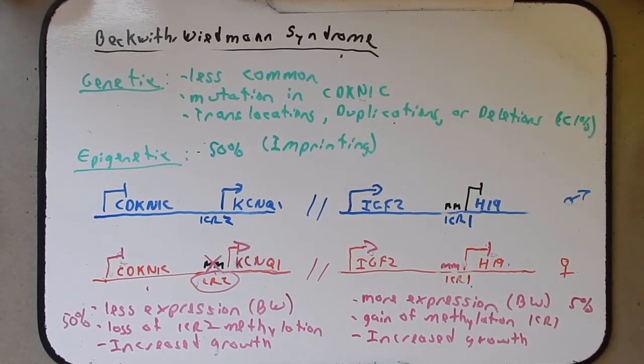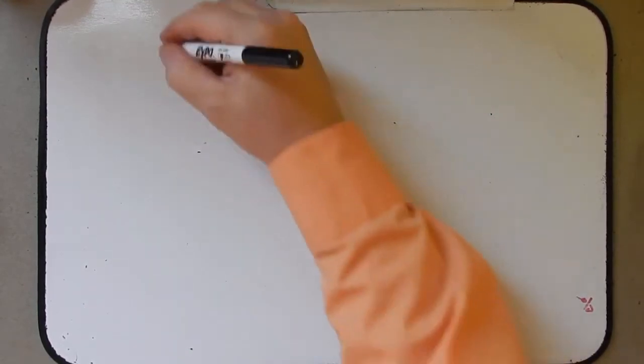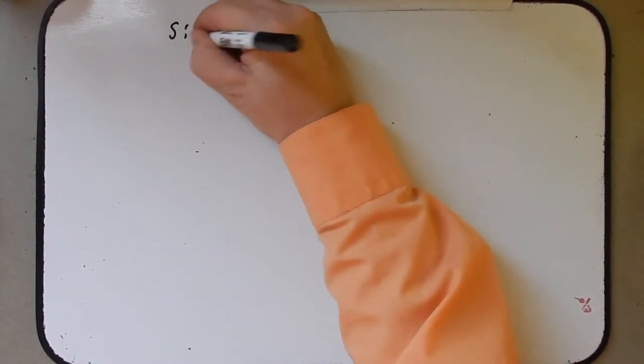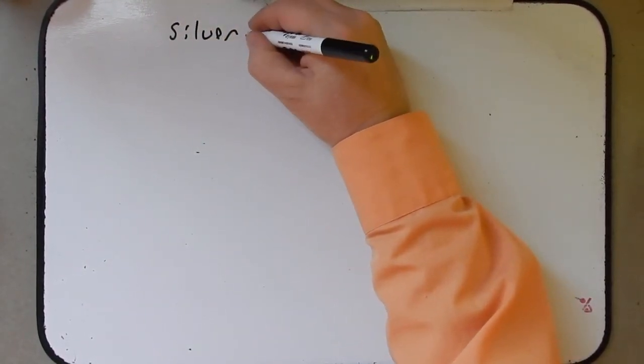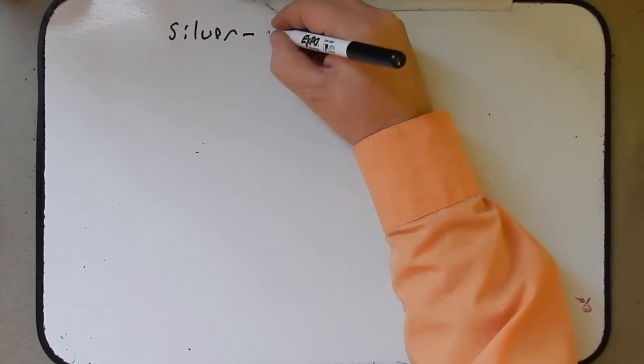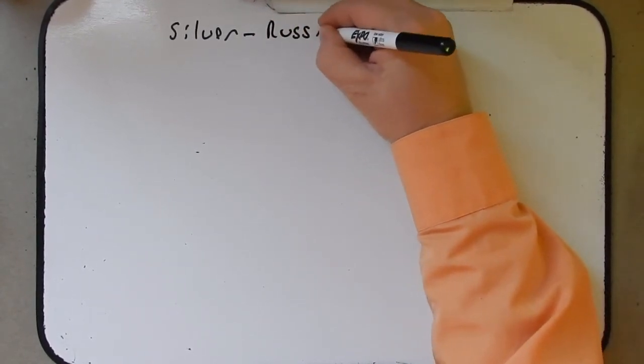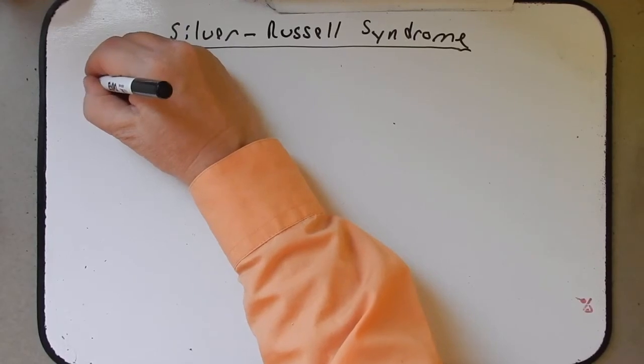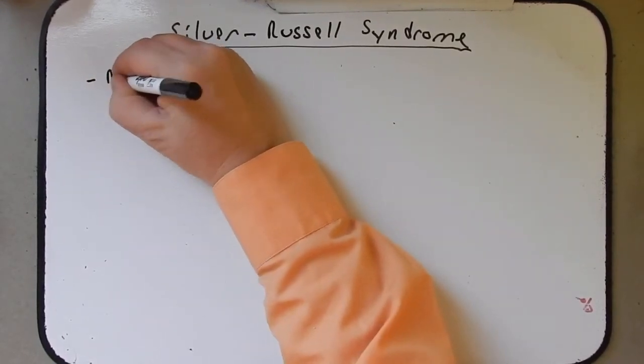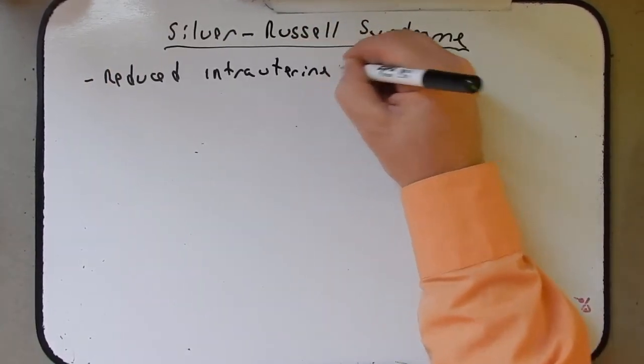The other cases of Beckwith-Wiedemann syndrome are caused by genetic mutations or chromosomal alterations. And still, there are several cases of this syndrome that have no known explanation. Now I want to spend just a little bit of time talking about this syndrome here. A little bit, because we don't know a whole lot about it. It's called Silver-Russell syndrome. It has the opposite effect. It has a reduced intrauterine growth.